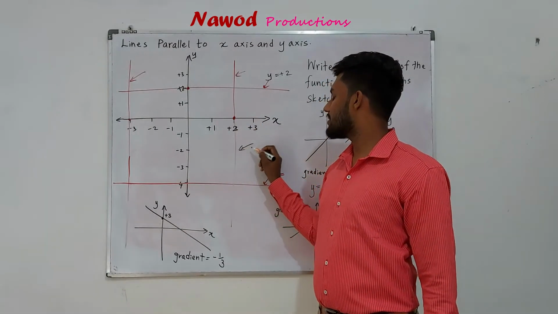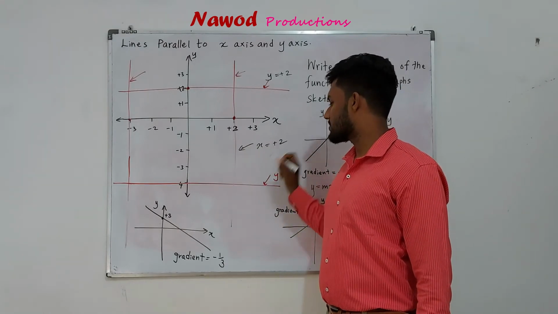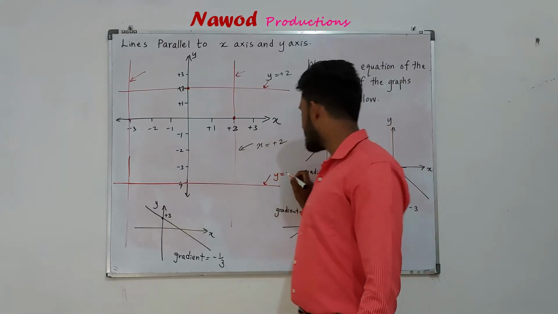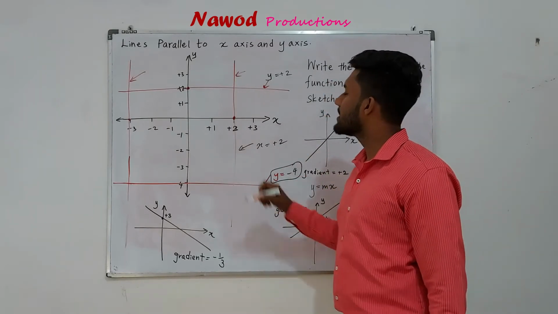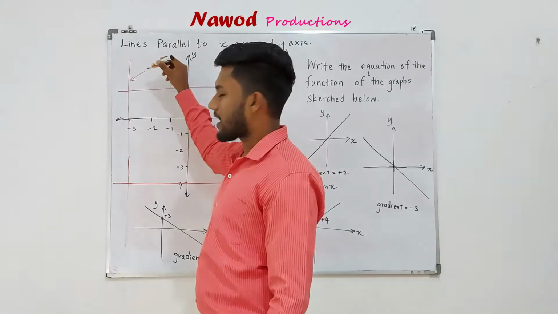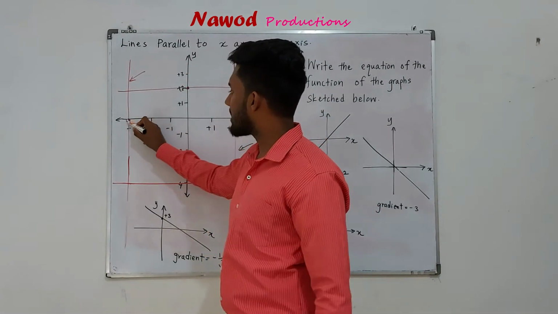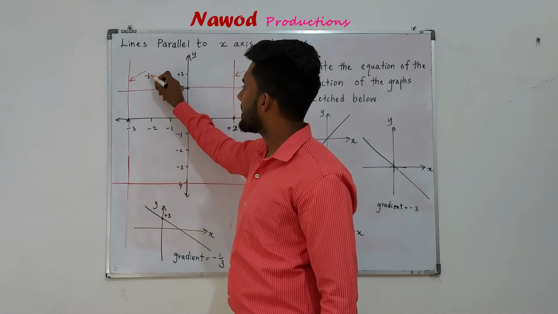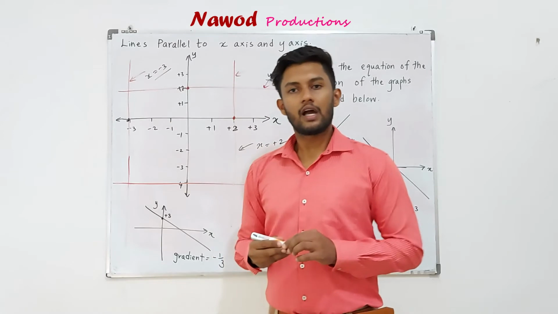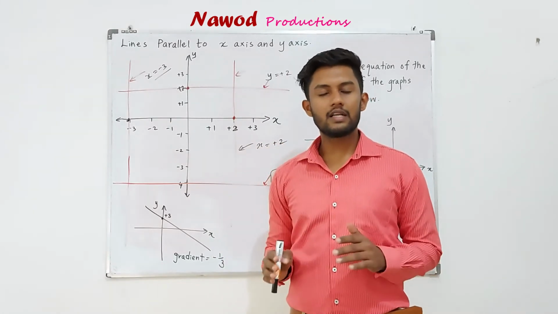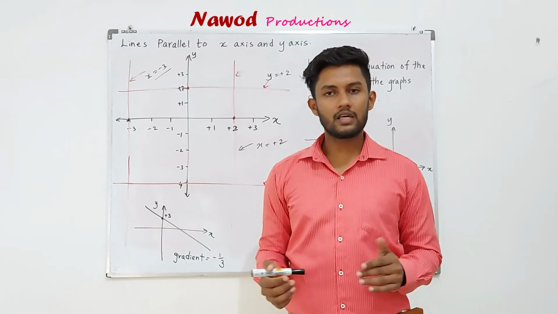Here the name of this line is x equal plus 2. Then this line is y equal minus 4 line. Then here the name of this function is, that means the cutting point is x-axis, x equal minus 3 line. Like that way we can clearly identify these linear functions equations.